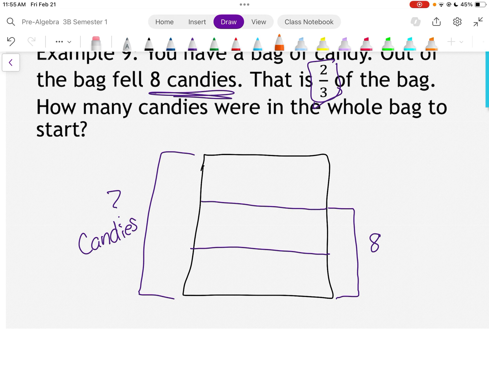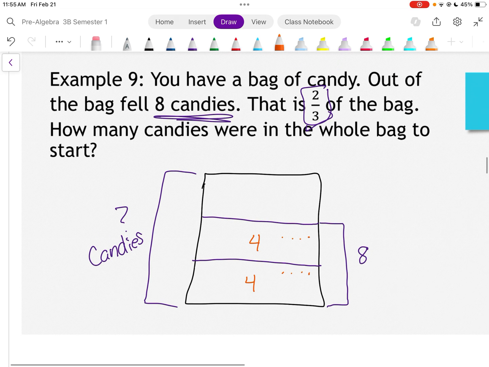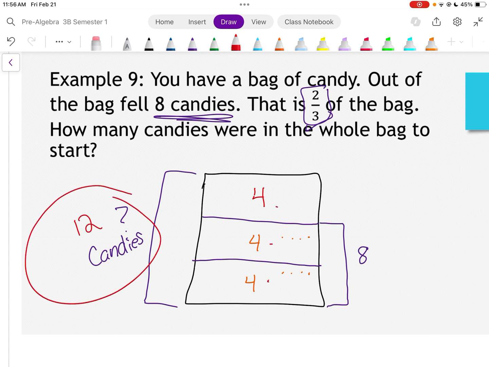So we're going to take 8 divided by 2. And that gives us 4. And if you didn't know that, you can put your dots there until you figure out that to get 8 candies, there are going to be 4 in each of them. Now remember we talked about fractions being the same size in each of the parts. So if there was 4 in each of these, that means there's 4 in that last part. Now we can figure out how many candies were in the whole bag to start by adding up all of these together. 4 plus 4 plus 4. And that gives us 12 candies.